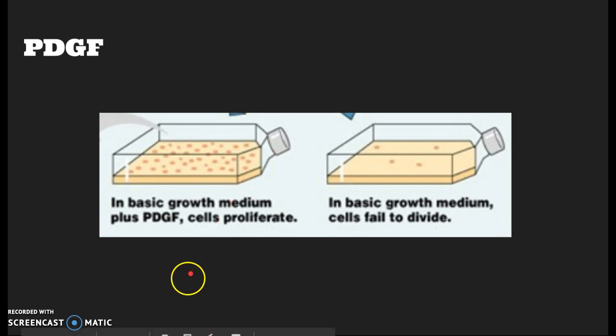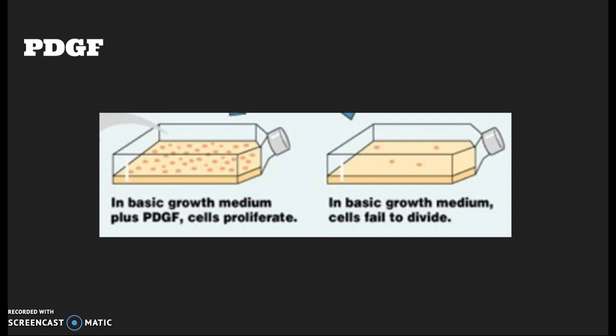So PDGF is another example of how internal and external signals provide stop-and-go signs at each cell cycle checkpoint. PDGF stands for platelet-derived growth factor, and it's made by blood cell fragments called platelets. PDGF is required for the division of cultured fibroblasts, which are a type of connective tissue cell, and when the PDGF binds to the PDGF receptors on the plasma membranes of the fibroblasts, a signal transduction pathway is triggered, and the cells are allowed to pass the G1 checkpoint and divide.